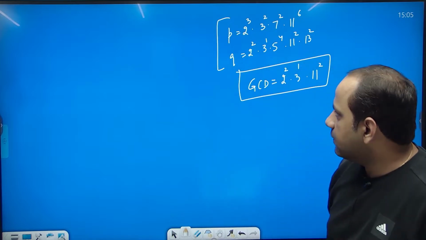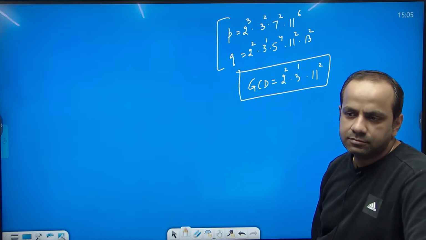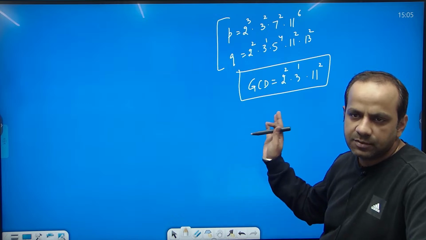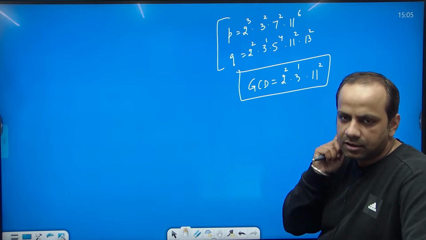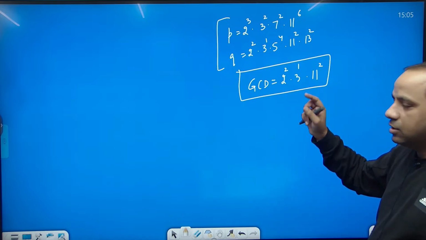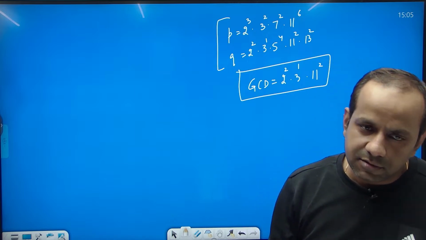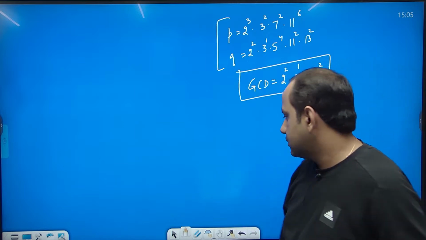One more thing, if I say, can you tell me this GCD is a perfect square or not? This GCD is a perfect square? नहीं है. क्यों नहीं है? Because सबकी पावर even नहीं है. So if I need to make this GCD a perfect square, I need to multiply it with 3. Clear? Okay.